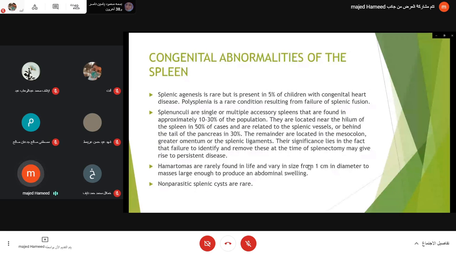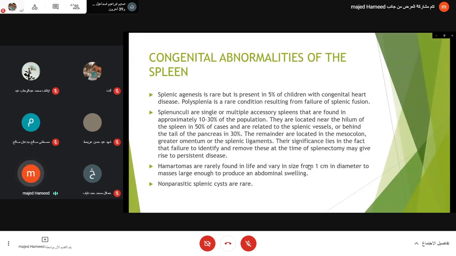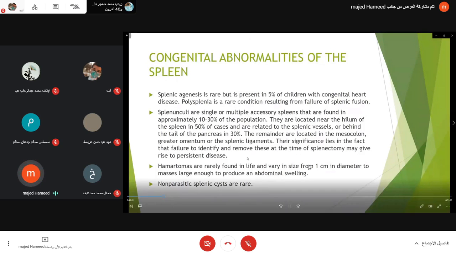Congenital abnormalities of the spleen. There is splenic agenesis, which is rare but present in 5% of childhood. Splenunculi are single or multiple accessory spleens that are found in approximately 10 to 30% of the population. They are located near the hilum of the spleen in 50% of cases and are related to the splenic vessels, or behind the tail of the pancreas in 30%. The remainder are located in the mesocolon, greater omentum, or the splenic ligament.